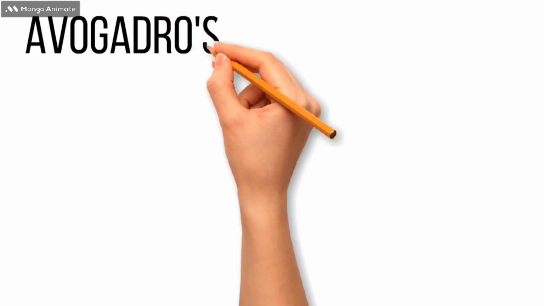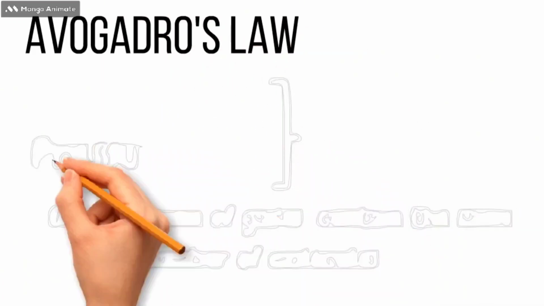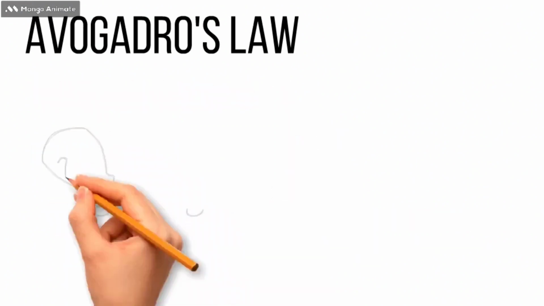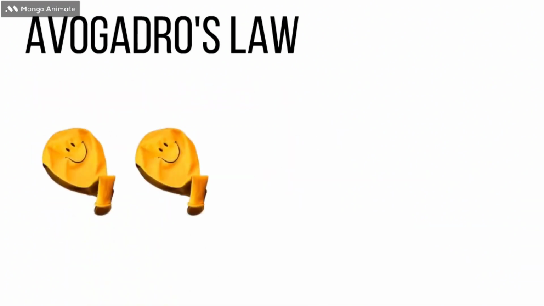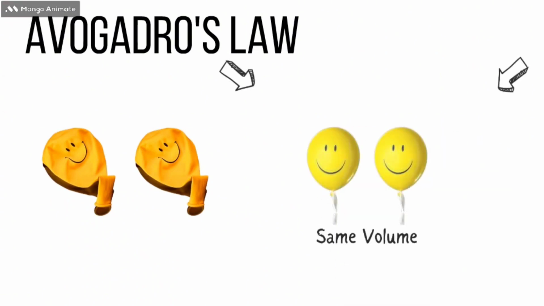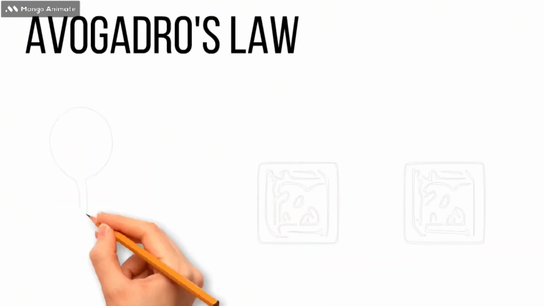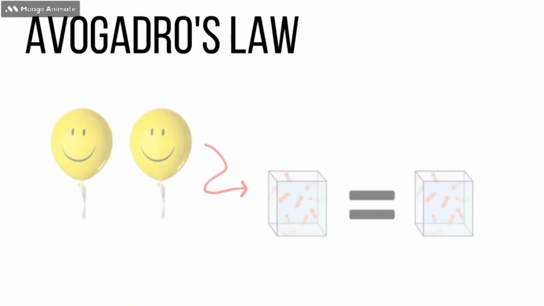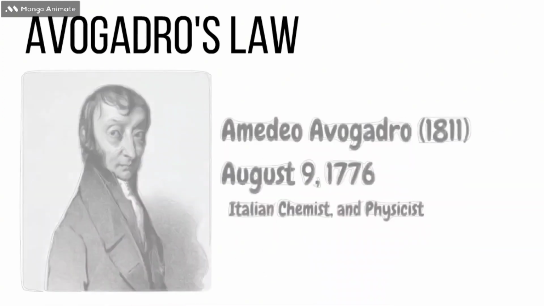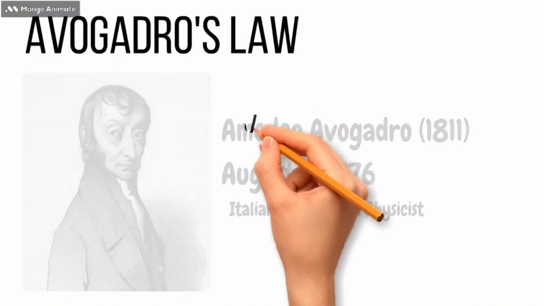Avogadro's law is the relation that states that at the same temperature and pressure, equal volumes of all gases contain the same number of molecules. When we have deflated balloons of the same size and material and inflate both balloons to the same size, these balloons have the same volume. Avogadro's law suggests that they should contain an equal number of gas molecules provided they're at the same temperature and pressure. The law was described by Italian chemist and physicist Amedeo Avogadro in 1811.